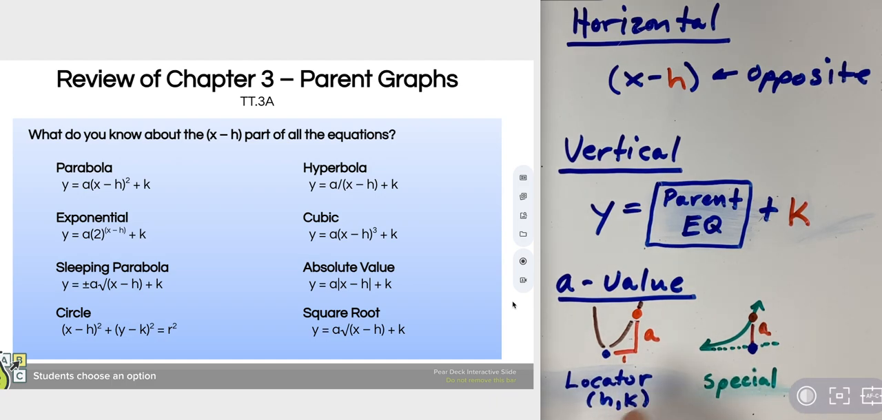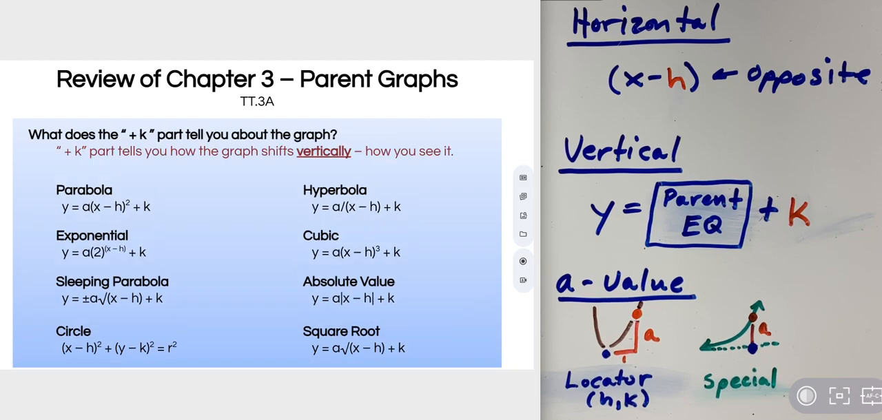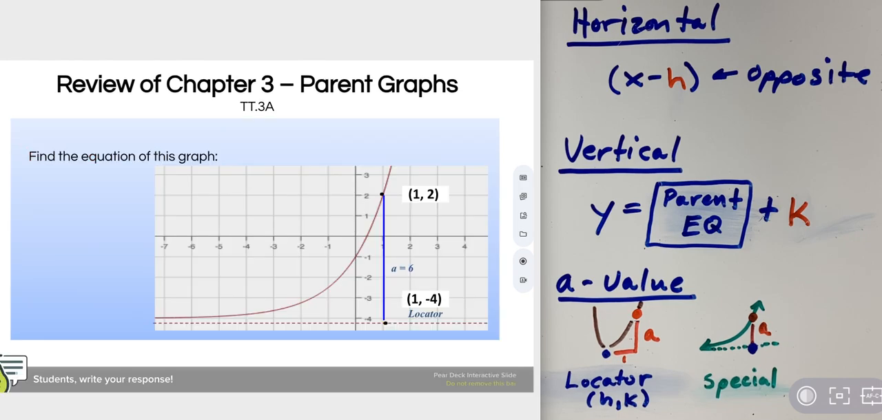There is one special one, though, that's exponentials. For exponentials, the locator point is right there, and you'll find that the a value is found directly above it, the distance it is to the graph. So let's look through some examples real quick to get your memory refreshed in this area, and here's how these work. Let's look at this exponential equation first.